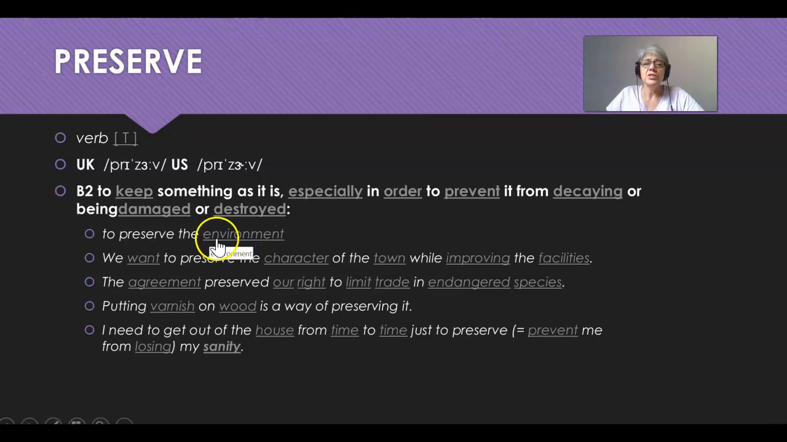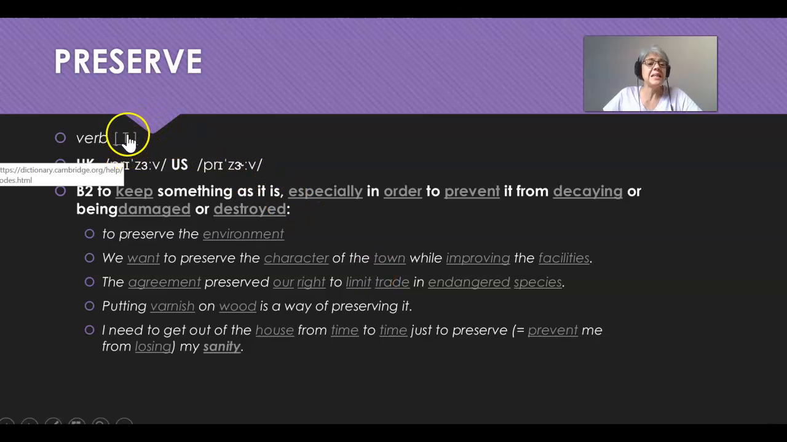At this point, I want to tell you, do not use an English-Chinese dictionary or English-Japanese or English-Spanish. Use an English-English dictionary so you can see all of these model phrases and sentences. Like, we want to preserve the character of the town while improving the facilities. Or let's read this one together. Try and speak with me. Now, putting varnish on wood is a way of preserving it.